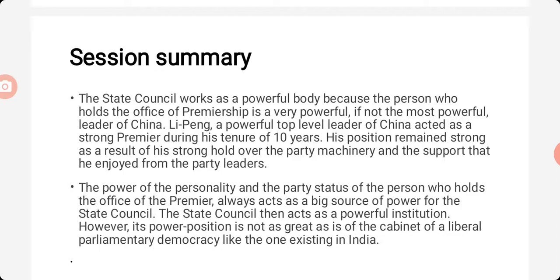The power of the personality and the party status of the person who holds the office of the premier always acts as a big source of power for the State Council. The State Council then acts as a powerful institution. However, its power position is not as great as that of the cabinet of a liberal parliamentary democracy like the one existing in India.